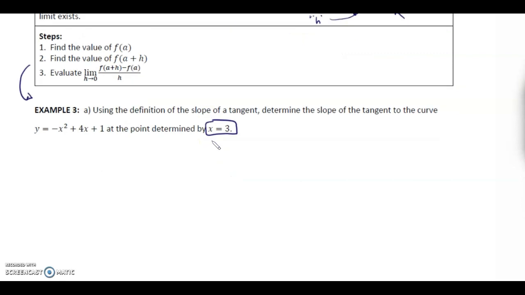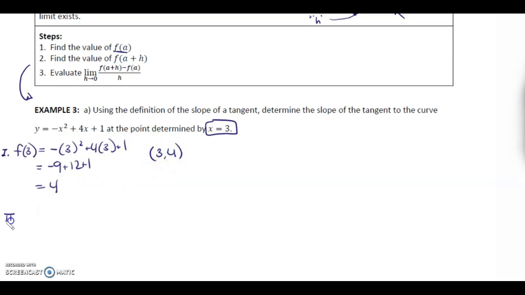Okay, so first I'm going to do just the legwork. I'm going to find f at 3, right? So find the value of f at a. This is step 1. So I'm going to sub in negative 3 squared plus 4 times 3 plus 1, and you're going to get negative 9 plus 12 plus 1, and you're going to get 4. So my point here is (3, 4).